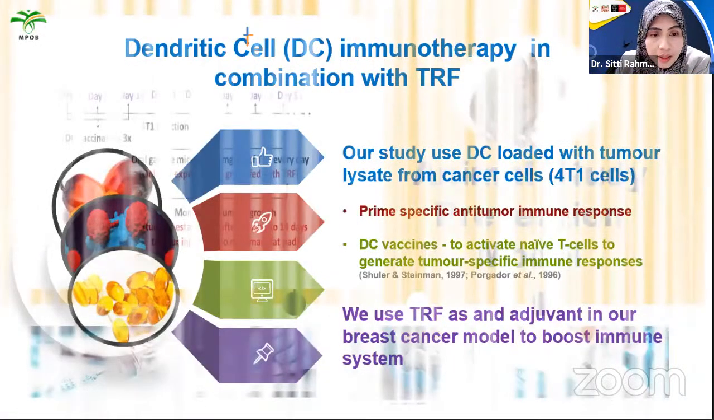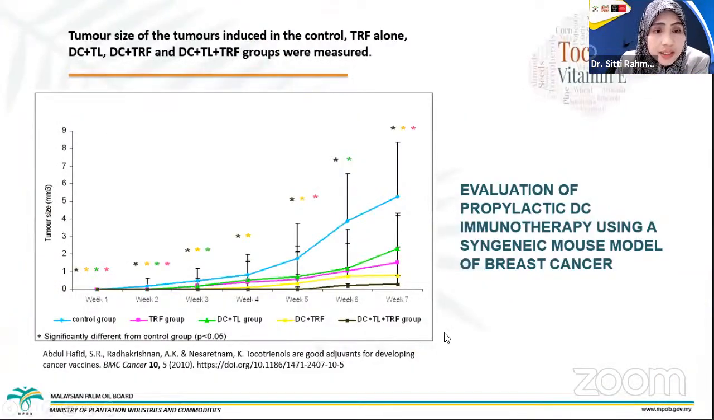Okay, for the results, we look at the tumor size. We have a few groups here. The control group, where we induce the tumor but do not give any treatment. We have TRF itself, we have a DC vaccine, and we have DC plus TRF, which is our experimental model, the DC vaccine plus palm tocotrienol. We look at the tumor size here. It is a smaller tumor size compared to the other groups, and the control group shows a bigger tumor size.